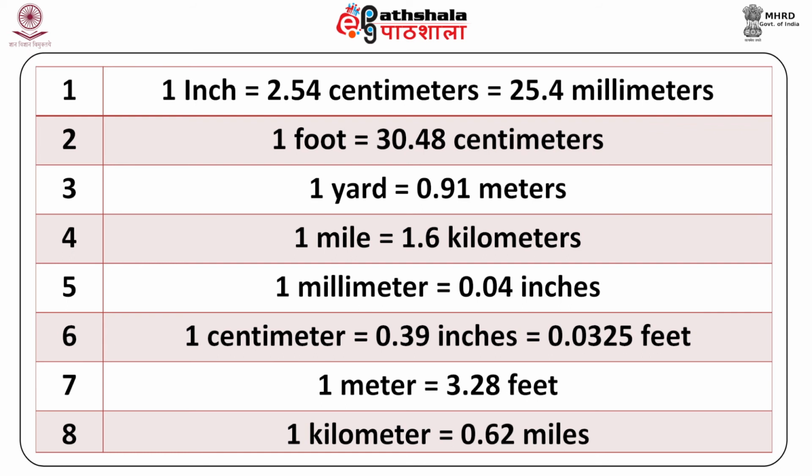Now let us see popular conversions used to measure distance in meters. 1 inch is equal to 2.54 centimeters. 1 foot is equal to 30.48 centimeters. 1 yard is equal to 0.91 meters. 1 mile is equal to 1.6 kilometers. 1 millimeter is equal to 0.04 inches. 1 centimeter is equal to 0.39 inches. 1 meter is equal to 3.28 feet, and 1 kilometer is equal to 0.62 miles.